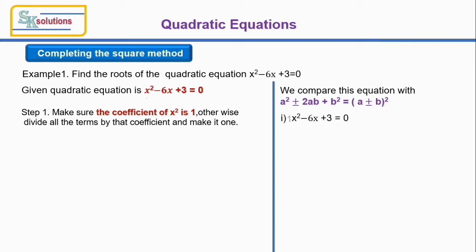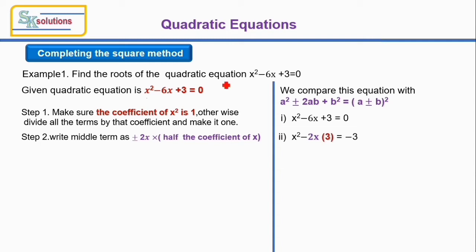Second rule is write the middle term as plus or minus 2x multiplied by half of the coefficient of x. What is that? I'll show it here. Out of the 6x, we just simply write minus 2x here, since it is negative here. x squared minus 2x. Simply write 2x, and then you look at the coefficient of x here, that is 6. Take half of that. Write that half of the coefficient of x in a bracket. And take this positive 3 to the other side of the equal to sign, that is negative 3.